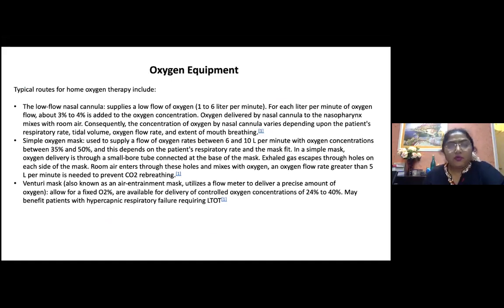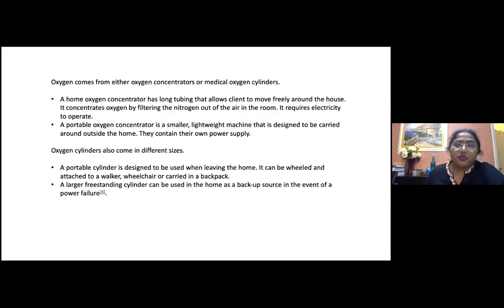And the low flow oxygen cannula, you can go up to 6 liters. And with the simple oxygen mask, you can go from 6 to 10 liters. And the oxygen here would be 35 to 50%. But that would depend on the patient's respiratory rate as well and the mask fit. And the room air enters through the sides of the mask, so you cannot give 100% oxygen through the simple oxygen mask. You can use the venturi mask, which is also called the entrainment mask, which utilizes a flow meter to deliver a certain amount of oxygen. So there you can go from 24 to 40%, right?